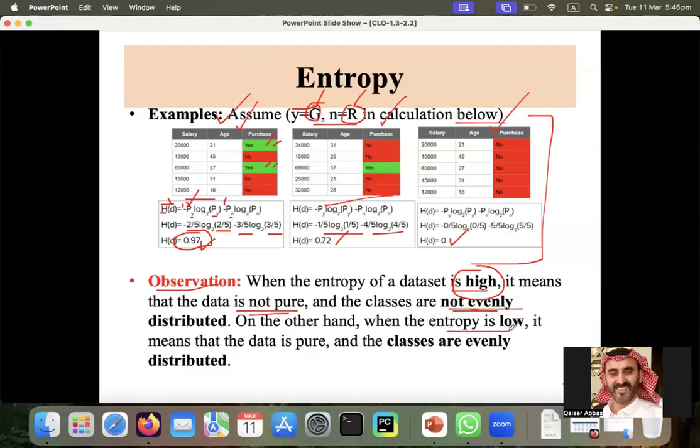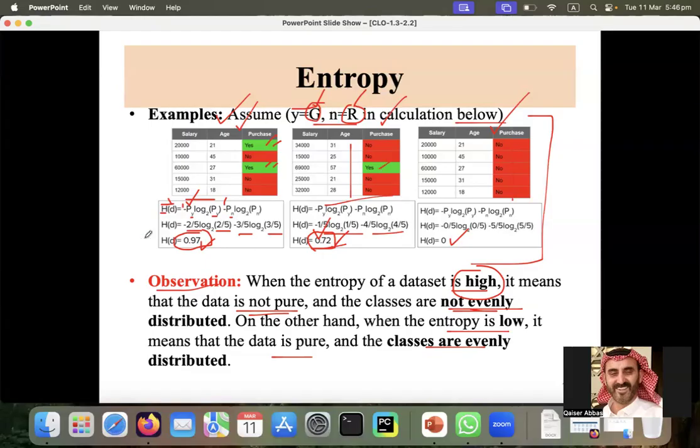And when the entropy is low, what does it mean? Data is pure, and classes are evenly distributed. Here you can say we have only one class, equally distributed, and entropy is also 0. And here entropy is 0.72. One class has 1, the other class has what? 4. So this value is giving you a clear idea between the two classes that the ratio is different, and that is how you are getting your value 0.7.